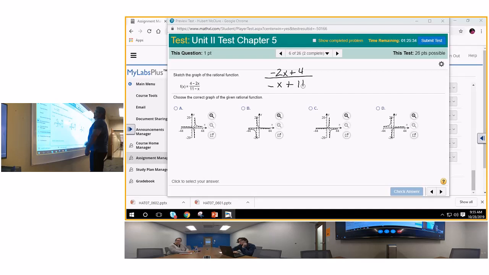Now, to find your vertical asymptote, that's pretty simple. What do you do? Negative x plus 11 is equal to what? 0. X is equal to what? 11. Okay, so that's your vertical asymptote. So we know that x is equal to 11. We know it's on the right side, so that means A or what? C. We know these two weren't it.